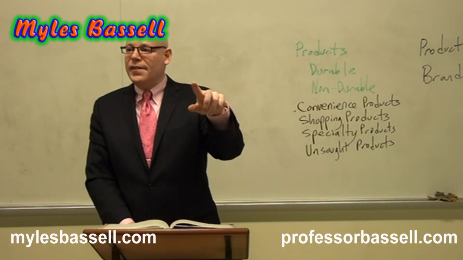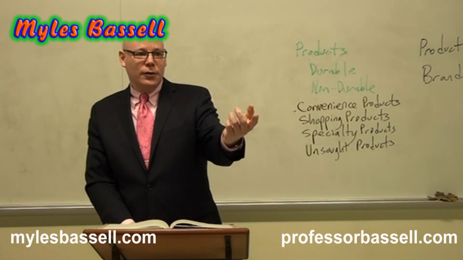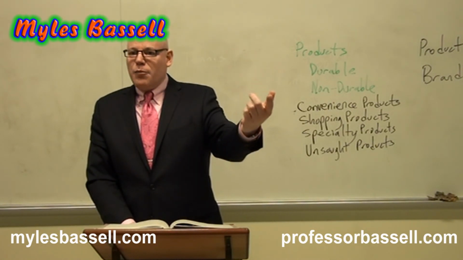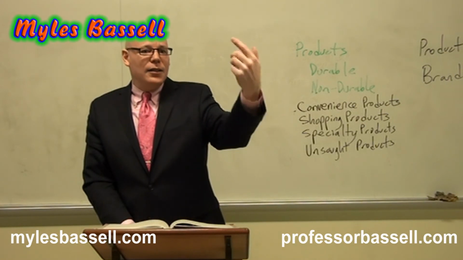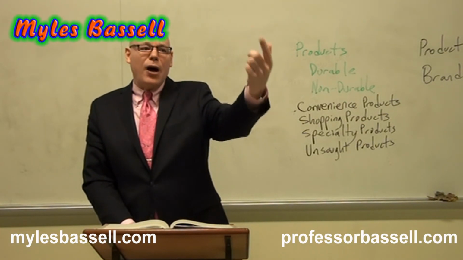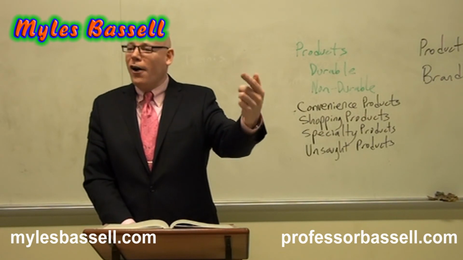So food would be a good example of a consumable product, because it's something that we use a few times and we use it up and we have to buy more. We have to replenish. Like orange juice.